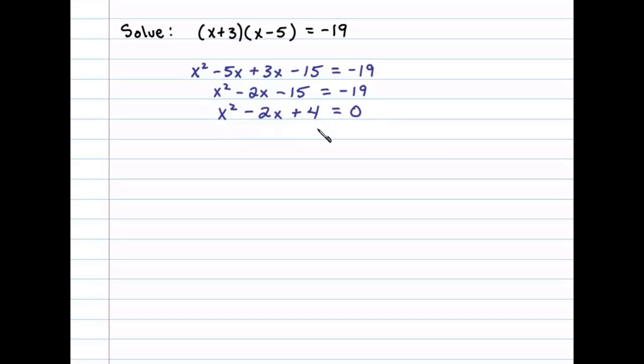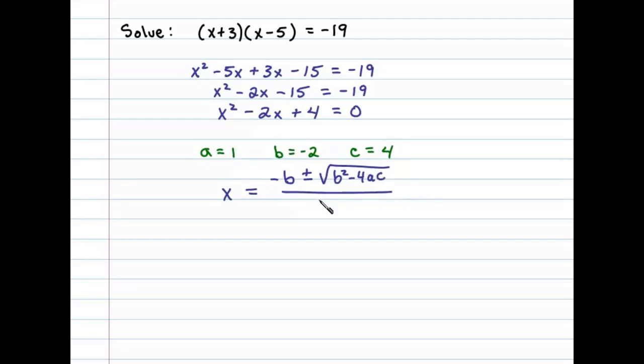Once we have standard form, we can then identify a, b, and c for use in the quadratic formula. So in this case, a is 1, b is negative 2, and c, the constant term here, is 4. We're going to plug these values into the quadratic formula, which is x equals negative b plus or minus the square root of b squared minus 4ac, all divided by 2 times a.